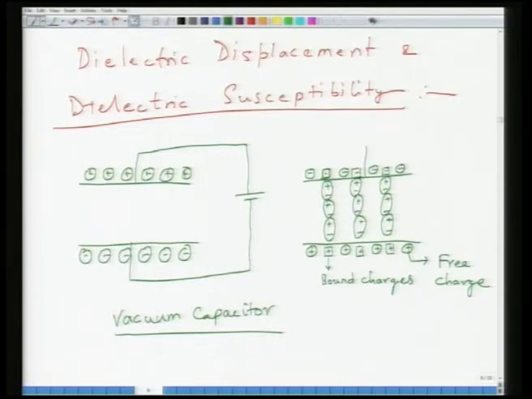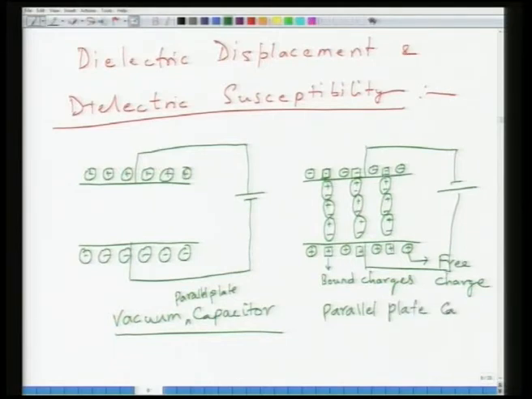And this is of course connected to a circuit. So, the situation is like this. So, this is a parallel plate vacuum capacitor, and this is a parallel plate capacitor with dielectric.